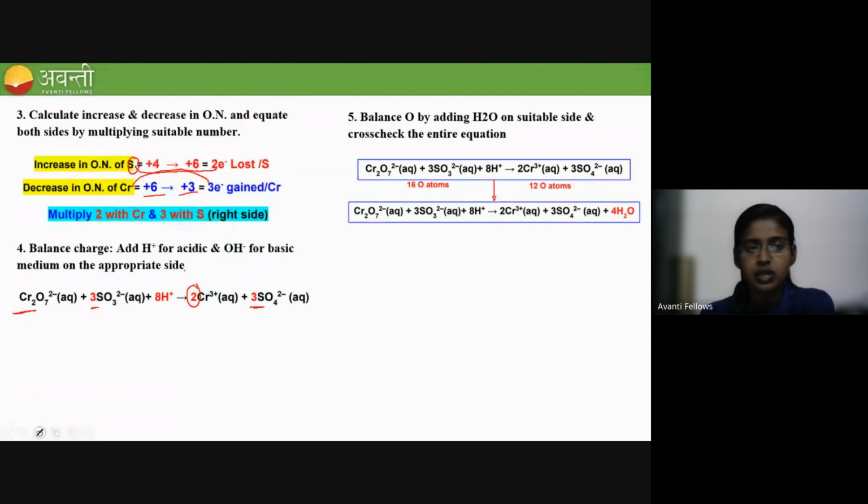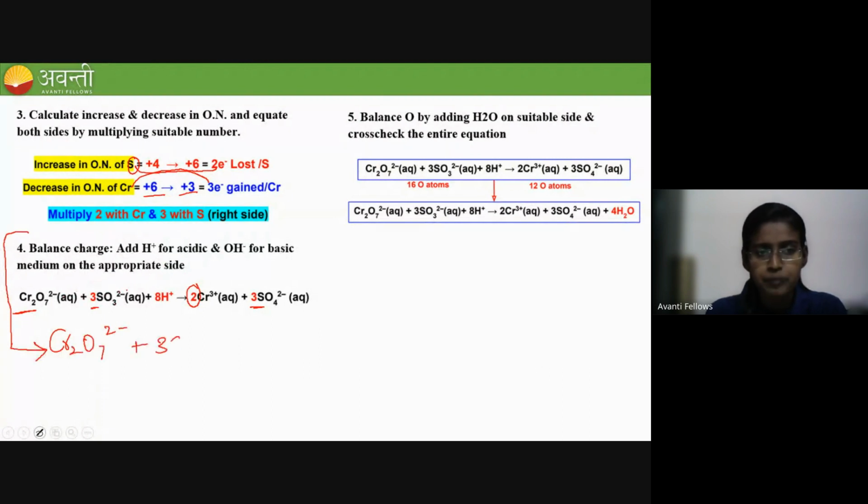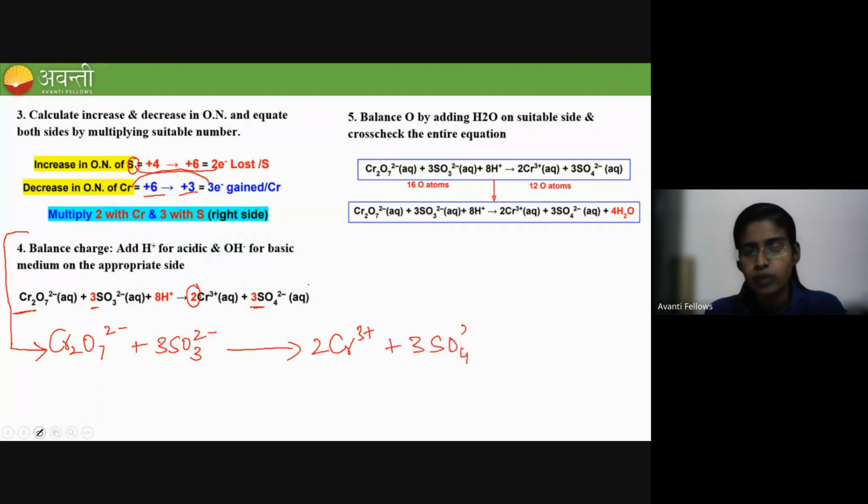After adding these numbers, we have to balance the charge. What equation will I have? That equation is not written here, so let me write the desired equation that comes after step 3. We will have Cr2O7 2 minus plus 3SO3 2 minus giving 2 Cr3 plus and 3 SO4 2 minus. This is the equation we get from step 3. Now all the atoms are balanced. The next step is to balance the charges, right?